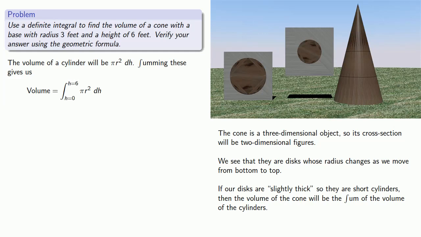Since our differential is dh, the only permitted variable in our integrand is going to be h. So let's check the individual factors. Pi is a constant, so we don't have to worry about that, but r, the radius, does change. For the cross-sections near the bottom, the radius is large, but for cross-sections near the top, the radius is smaller. So r is a variable, and we can't leave it in the integrand. We have to express it in terms of h.